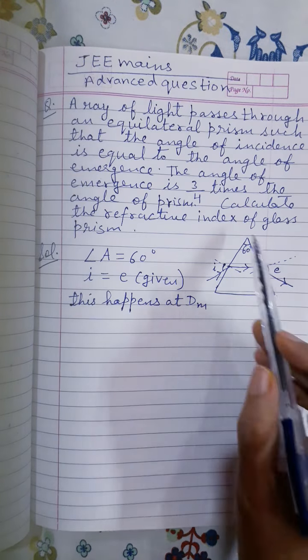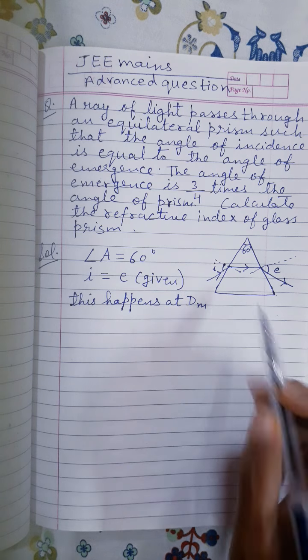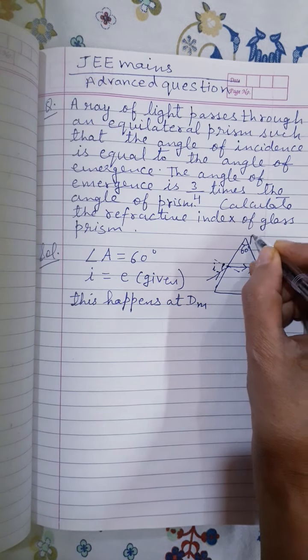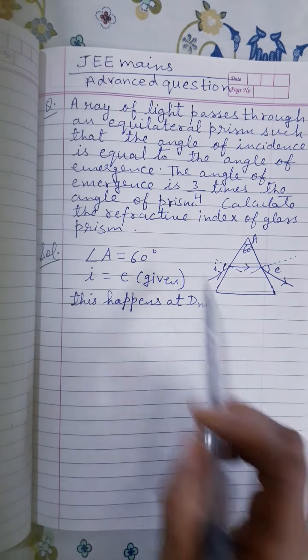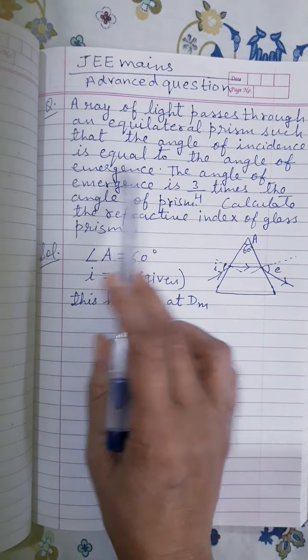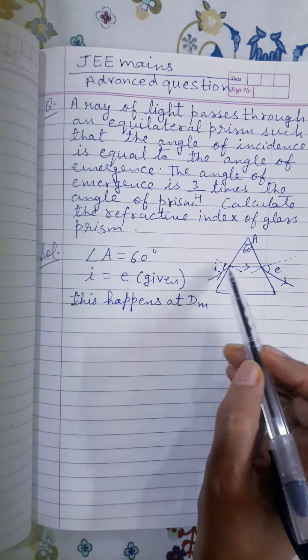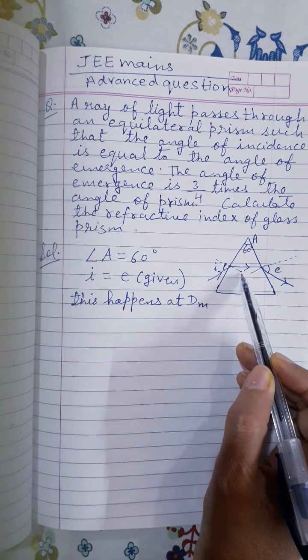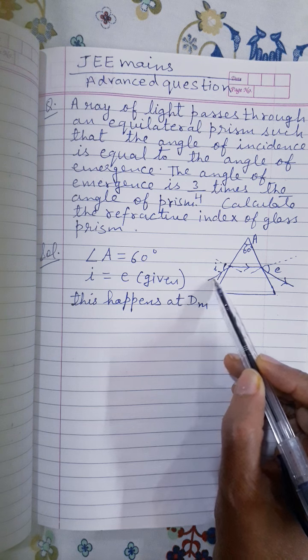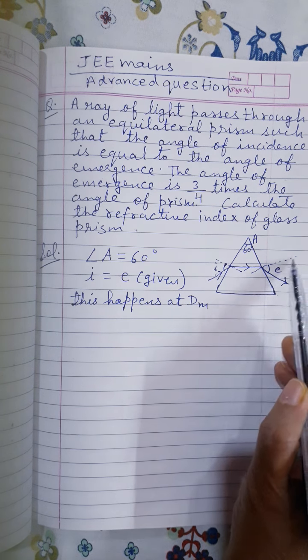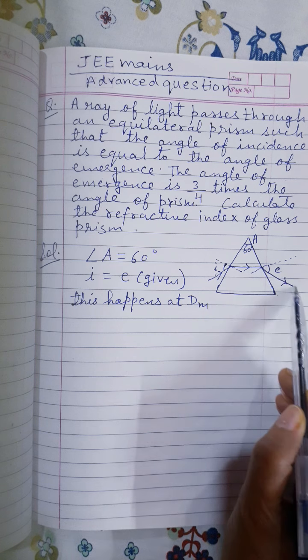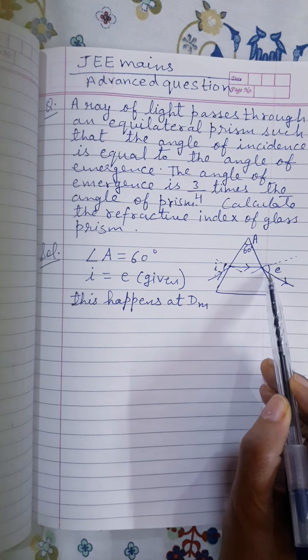Now in this question you are given an equilateral prism. Equilateral prism means the angle of the prism is 60 degree. So angle A is 60 degree, and it is also given that angle of incidence is equal to angle of emergence. So this is the normal on the first face of the prism, and this is the incident ray. So this is your angle I. Refracted ray, normal on the second face. This is emergent ray. So this is angle of emergence.